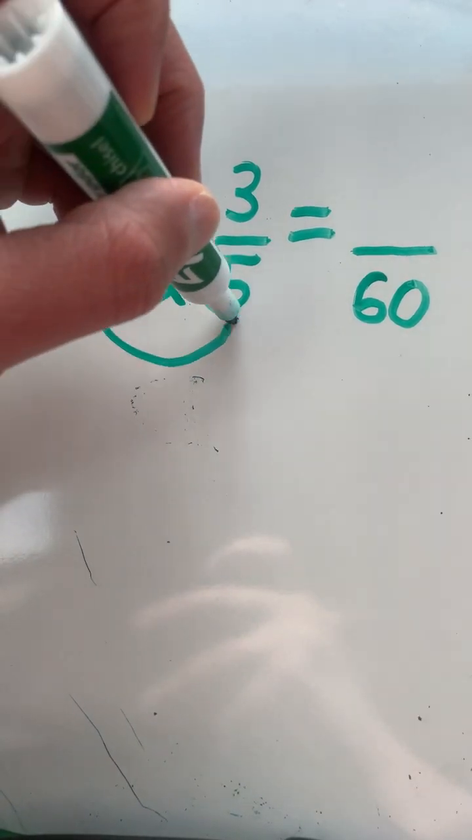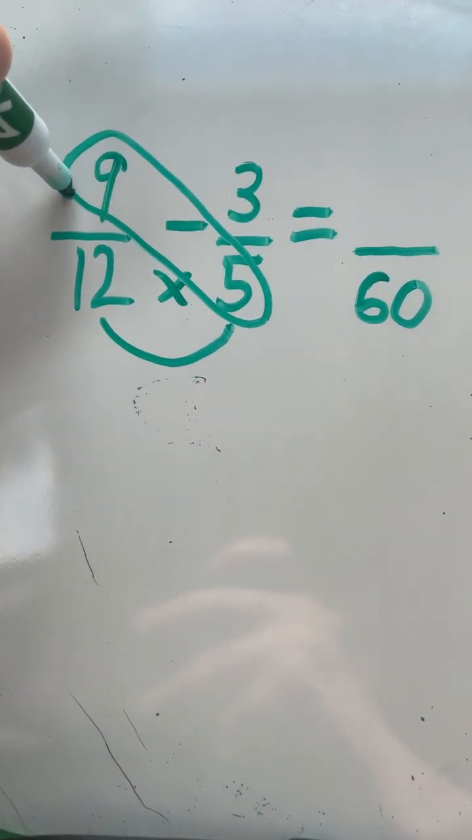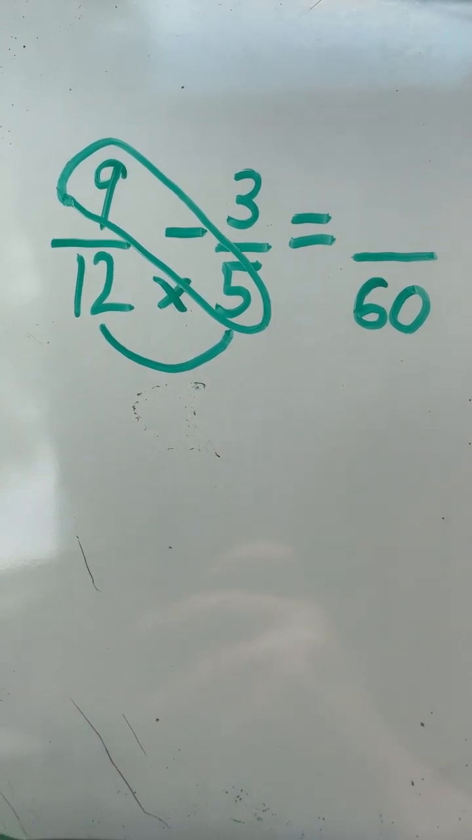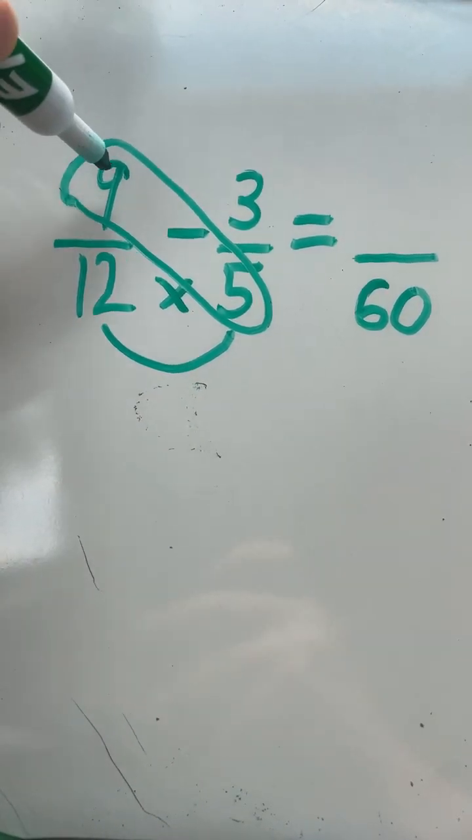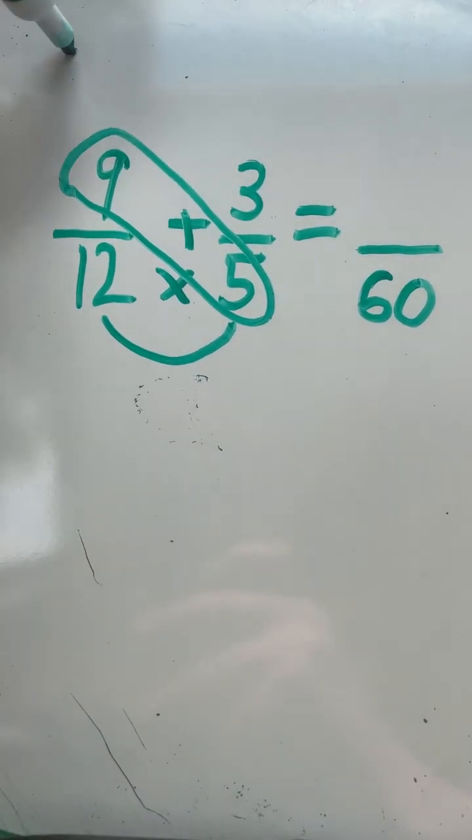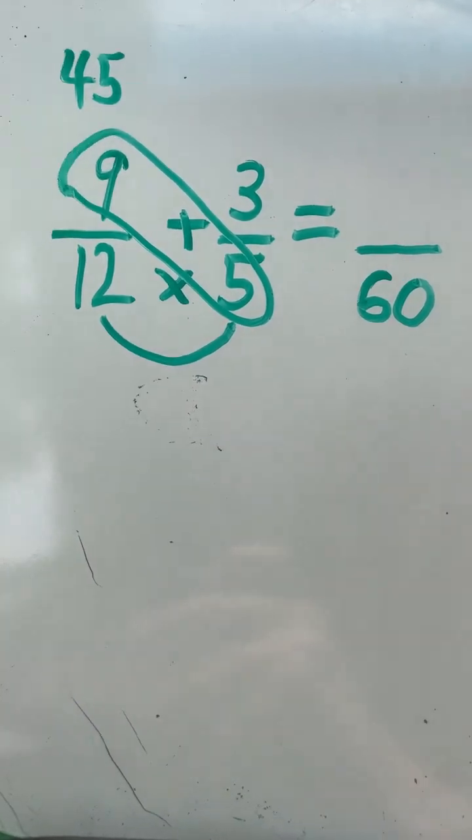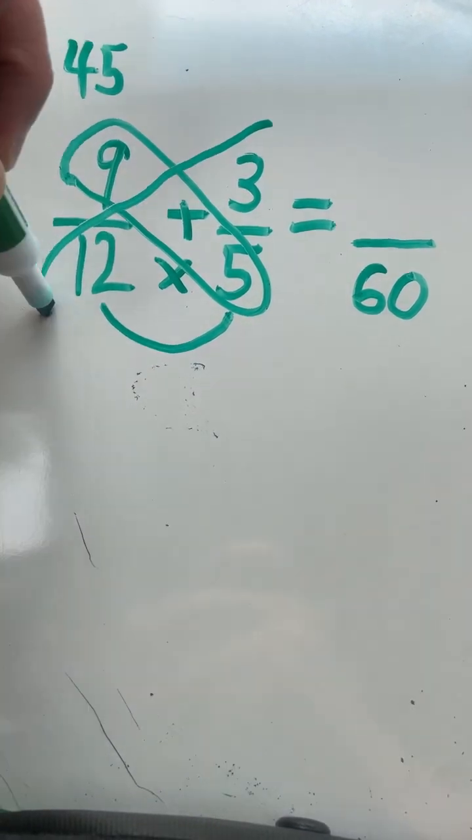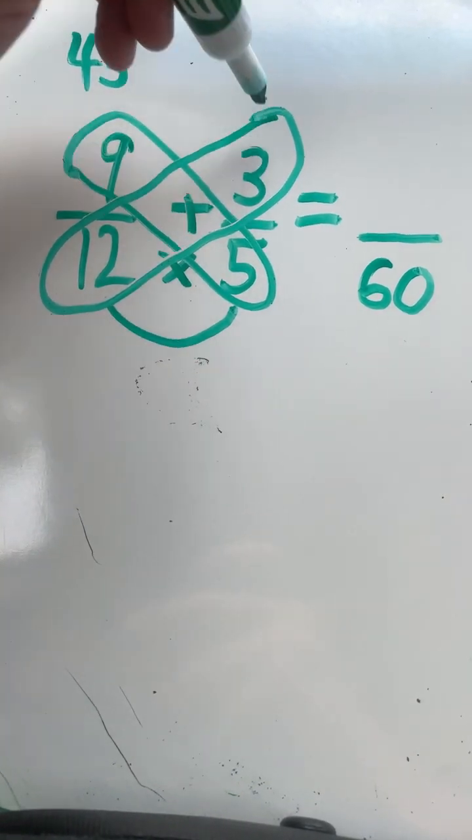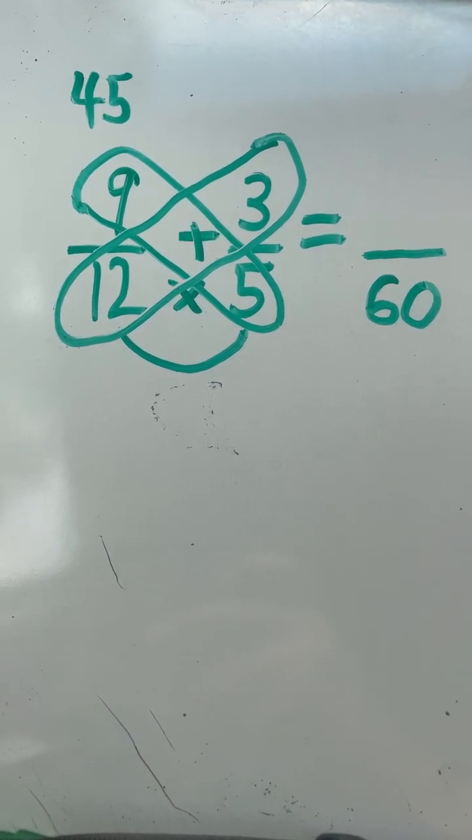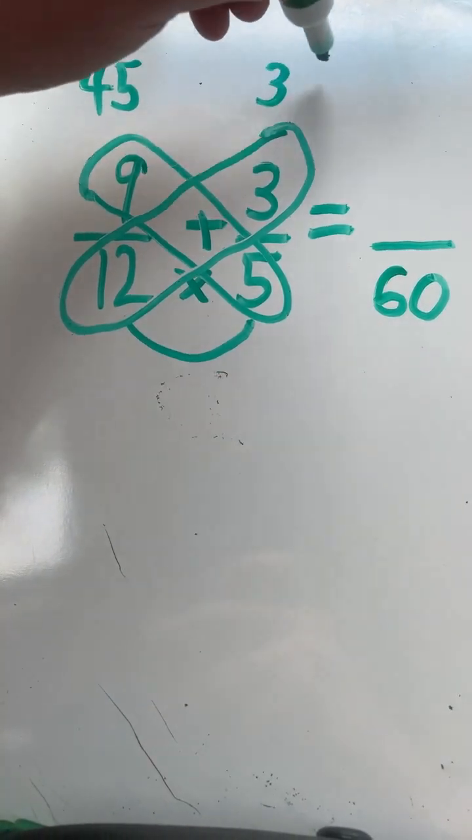So we're going to multiply our numerator by the opposite denominator. So we're going to multiply 9 times 5. 9 times 5 equals 45. And we're also going to multiply 12 times 3. 12 times 3 equals 36.